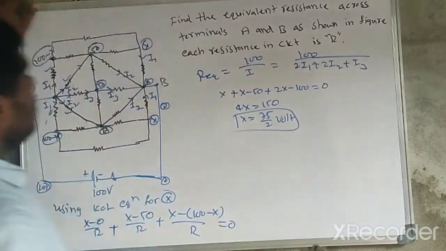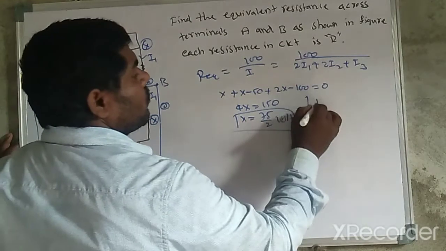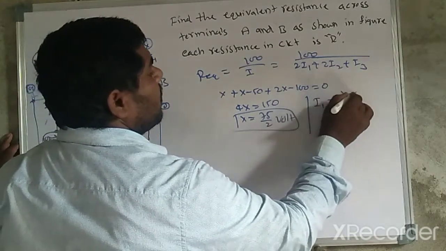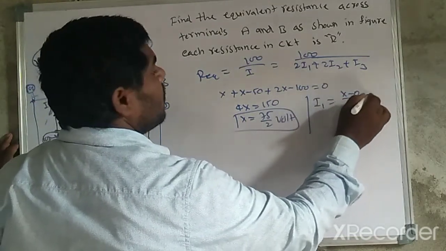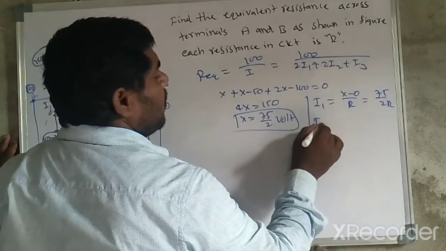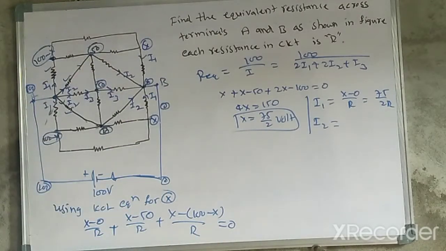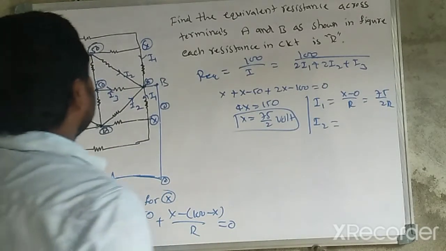Once we know this x value, we also know the I1 value. I1 is equal to (x − 0)/r only, so x is 75/2, giving I1 = 75/(2r). Similarly, I2 is the current (50 − 0)/r, so 50/r.